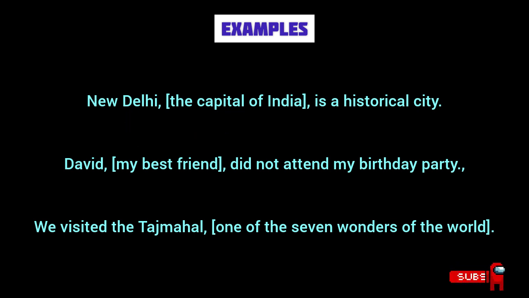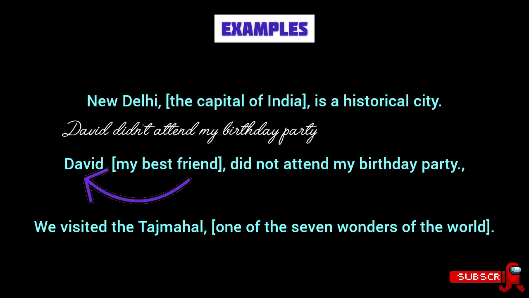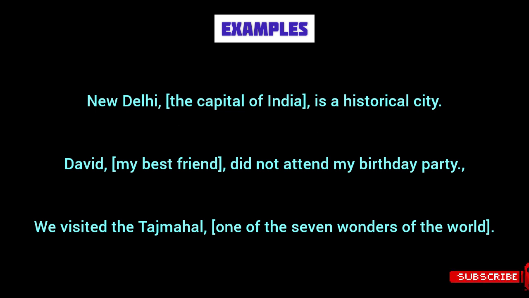Similarly, in the sentence, David, my best friend, did not attend my birthday party, the phrase my best friend is in apposition to the noun David to identify it. We understand that the noun David and the noun phrase my best friend refer to one and the same person. In this way, my best friend is an appositive phrase in this sentence. But even without this phrase in the sentence, the basic meaning of the sentence is not affected. Here it just provides an additional but non-essential piece of information about David. Hence, the phrase is set off with a pair of commas.